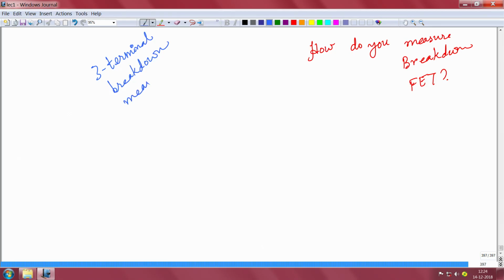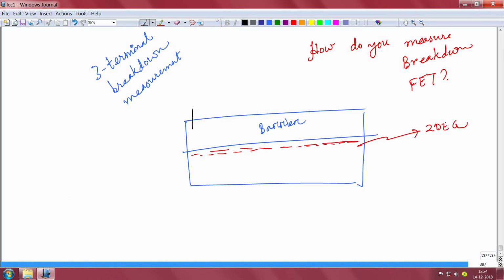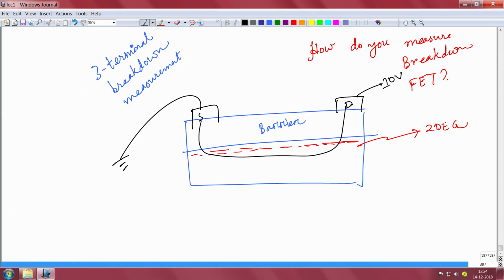This measurement is used to basically measure the breakdown. So, I am drawing a schematic of a normal transistor. Some barrier is here, like a HEMT for example, and then there is a 2D electron gas here, or some charge. It can be a silicon inversion MOSFET also. You have a source here and a drain here. The source is grounded, and the drain is applied some volt, 10 volt, 20 volt, whatever. The current is supposed to flow here like this.